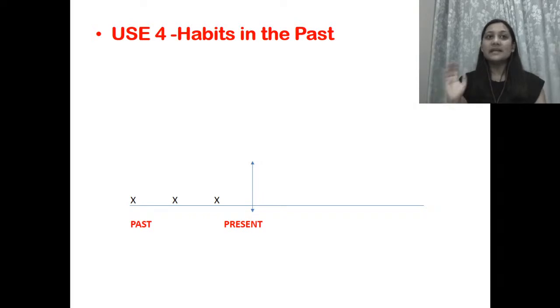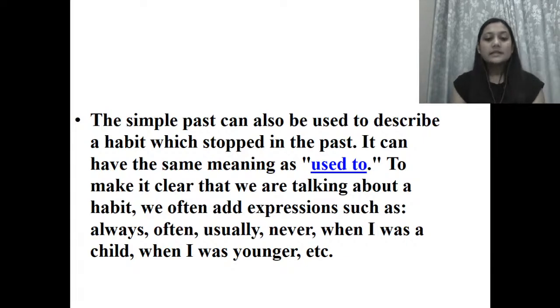But for example, I tell you an incident, and like I had a habit when I was a child. So that habit you are going to speak definitely in the past tense. The simple past can also be used to describe a habit which stopped in the past. It can have the same meaning as used to. To make it clear that we are talking about a habit, we often add expressions such as always, often, usually, never, when I was a child, when I was younger, right?